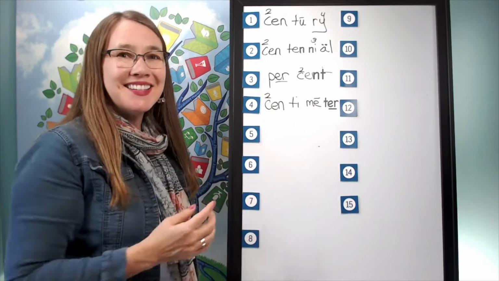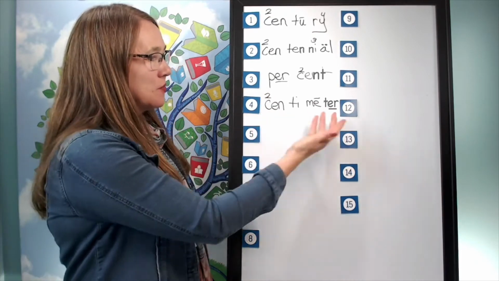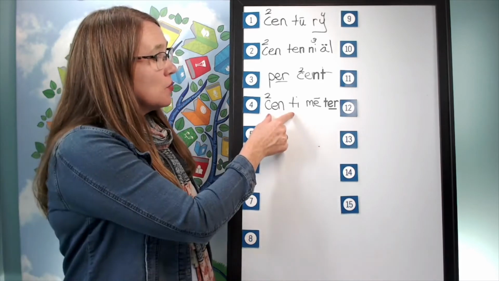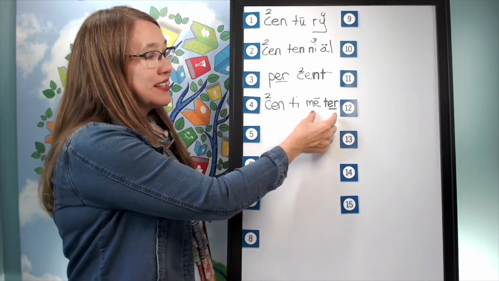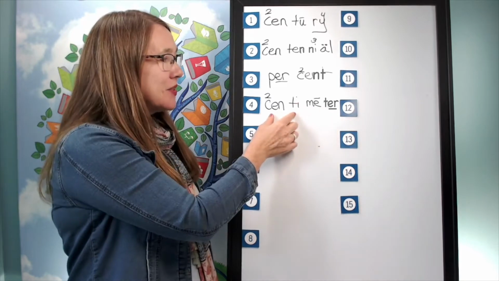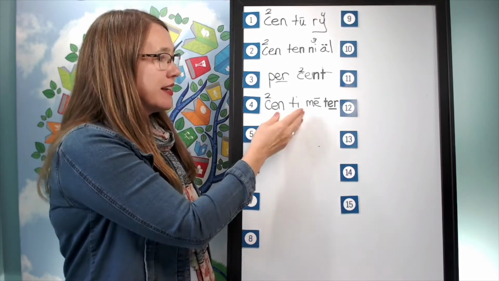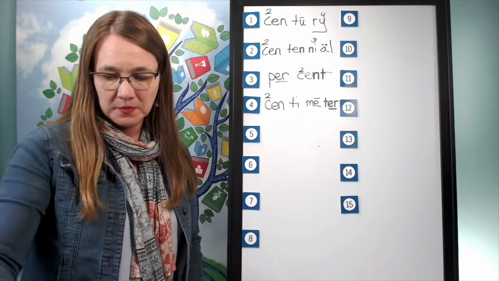I see cent again. What does this mean within the context of the word centimeter? Well, there are 100 centimeters in a meter. So there it is again. We have these morphemes clearly demonstrating the meaning of the word.